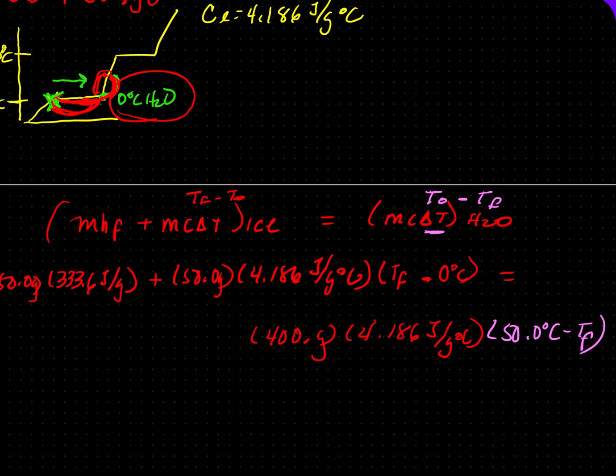So the first thing I need to do is multiply 50 times 333.6. That becomes 16,680. Do the MC delta T, so 50 times 4.186. And we're going to distribute to T final, and 0 doesn't matter because it's going to come out 0. So this becomes 209.3 T final.